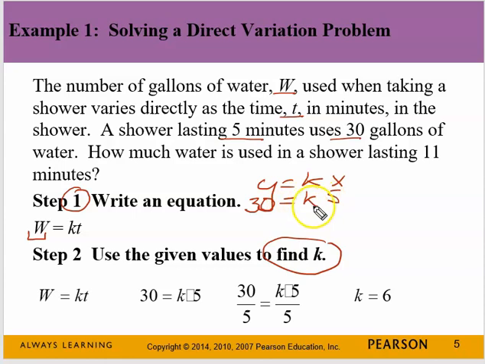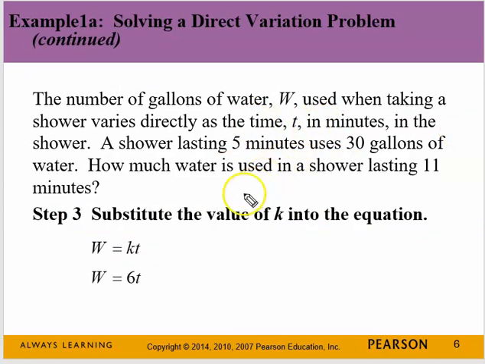Now, step 2 is we have to find what K is. So we solve this equation for K. Divide both sides by 5 here. And we get K then equals 6. Continuing now, we write and substitute what we know for our K value in the original equation. So W equals, our new value of K now is 6, T. So now we show the relationship to our original.